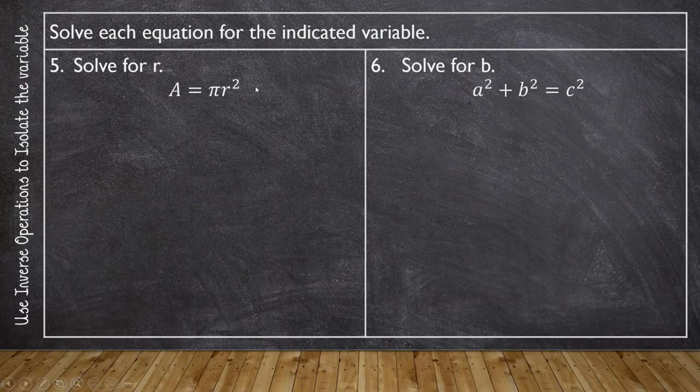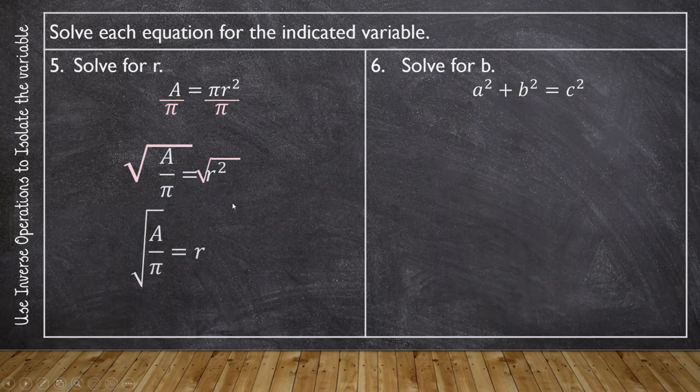For number 5, we're trying to solve for r. R is being squared and multiplied by pi. First, we're going to undo the multiplication by dividing both sides by pi. So the times pi and divide by pi cancel each other out. And then to get rid of the square power, we take the square root of both sides. So our final answer is r equals square root of a divided by pi.